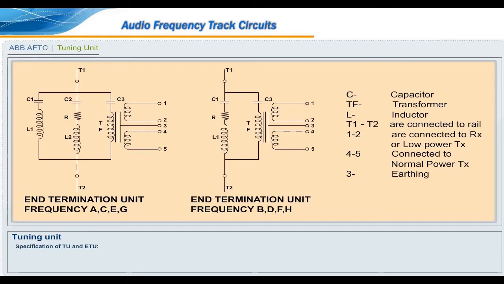Specifications of TU and ETU. Maximum permissible rail to rail voltage 110 volt AC or 160 volt DC. Mounting vertical. Maximum length of track to tuning unit TU and end termination unit ETU cable: long cable 3.95 meter plus or minus 0.02 meter, short cable 2.35 meter plus or minus 0.02 meter.